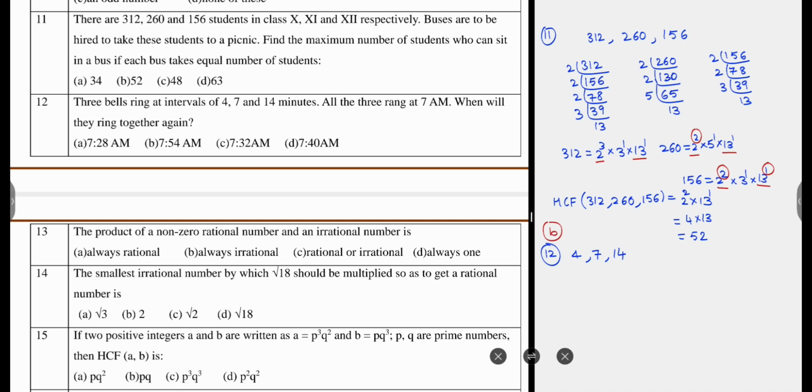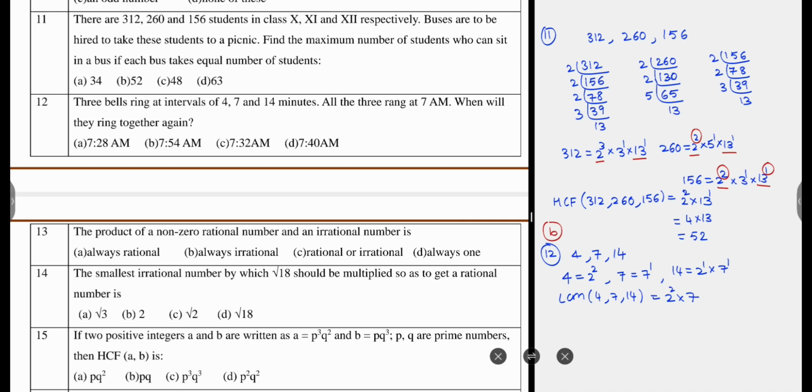So whenever this type of question comes, you need to remember you have to find the least common multiple. So how do we find the least common multiple? 4 is nothing but 2 power 2, 7 is 7 power 1, 14 is 2 power 1 into 7 power 1. So LCM of 4, 7, 14: you have to write all the factors, 2 and 7. All factors are just 2 and 7. And the highest power of 2 is 2.